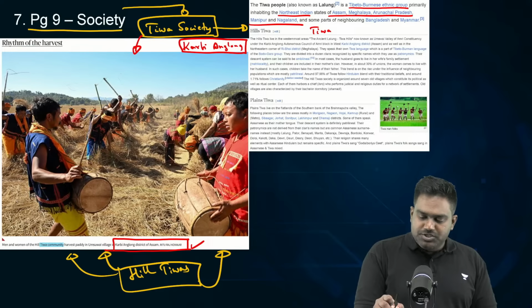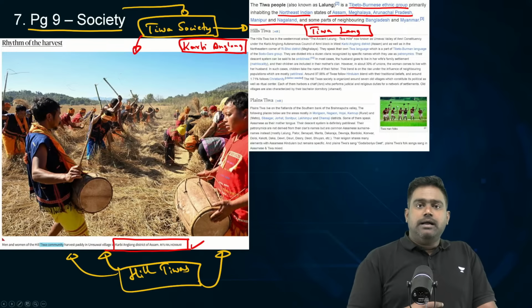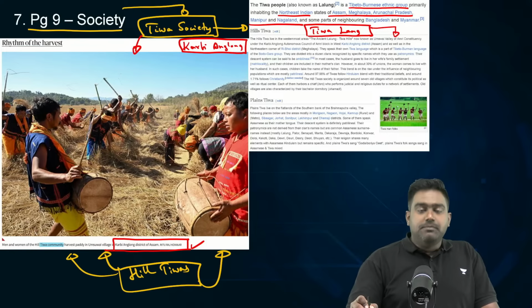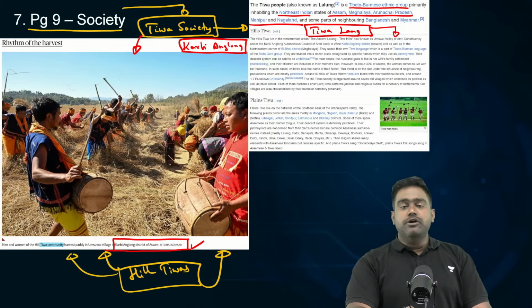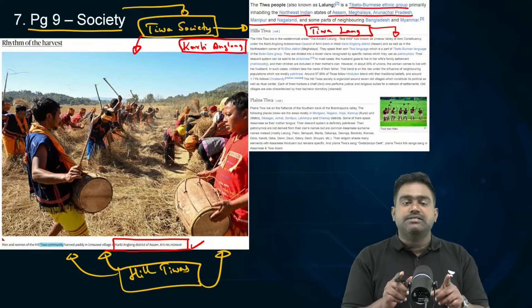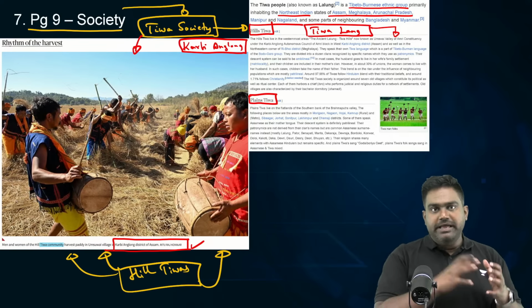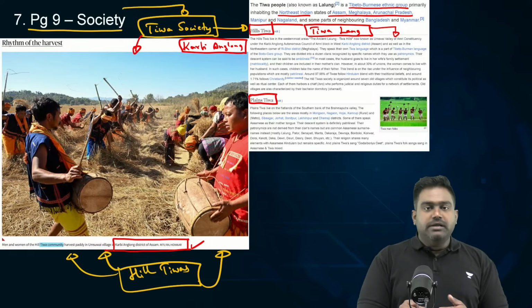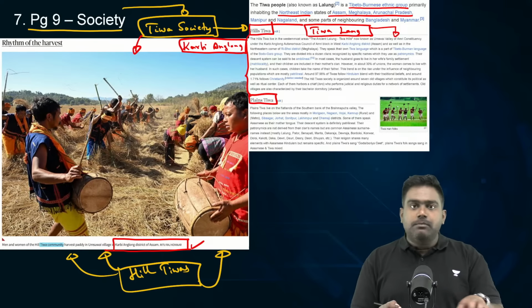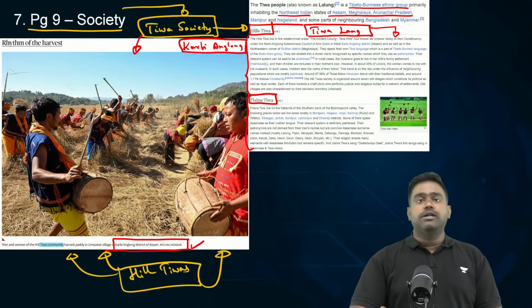They speak a unique language, the Tiwa language. They are believed to be related to the Chutia tribe, and they are believed to be of Tibeto-Burmese ancestry, with some members of the community found in neighboring Bangladesh and Myanmar as well. Within the Tiwa community, two distinct clans exist: the hill Tiwa and the plain Tiwa. The hill Tiwa are found in the hillier areas of Assam, particularly in the Karbi Anglong region, and the plains Tiwa are found in the plains of the Brahmaputra.